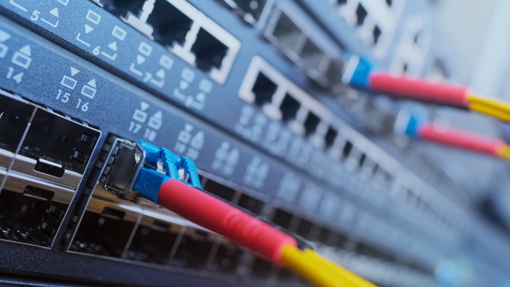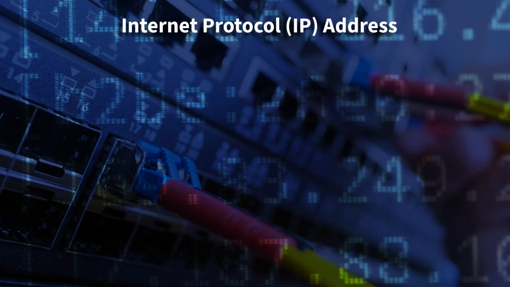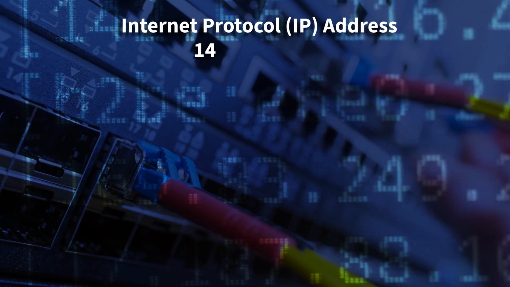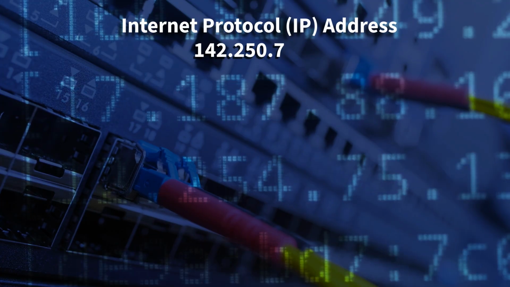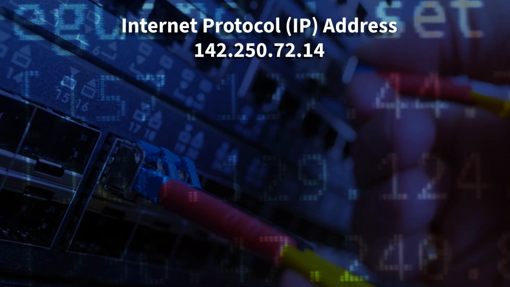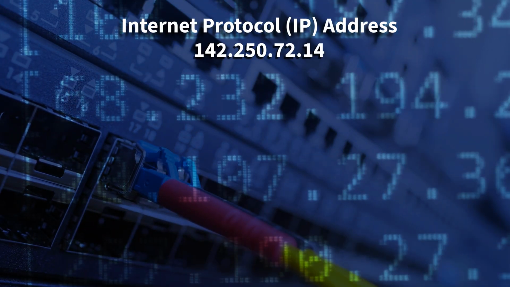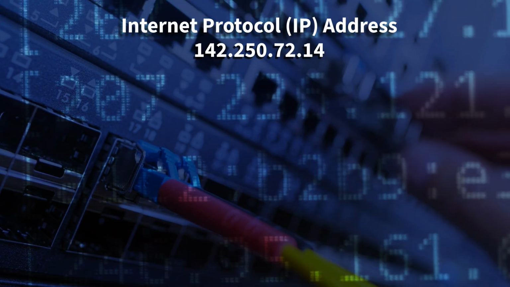The internet works as a network of networks where many devices connect together to send and receive data. Every device needs an IP address, Internet Protocol address, like 142.250.7.2.14, so it can be identified on the network. The IP address works like a home address, so the internet knows where to send information.